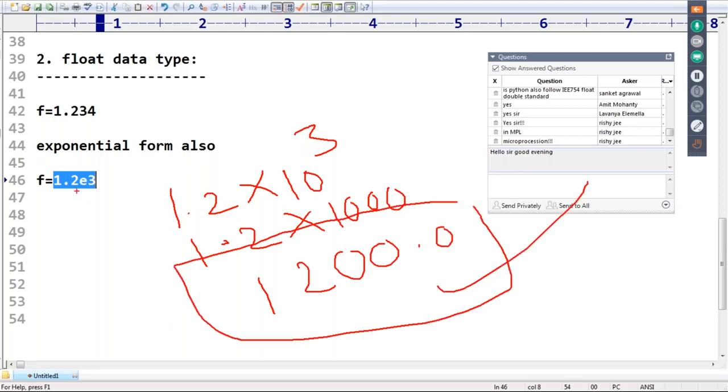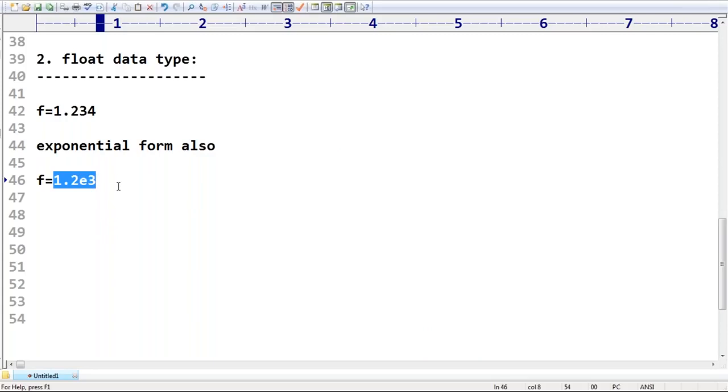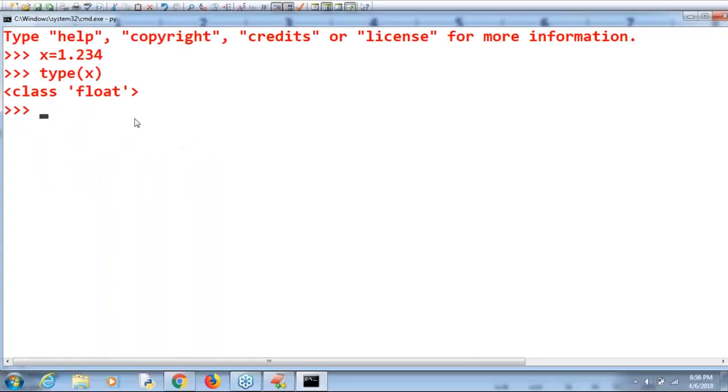Next, is it compulsory that we use small e or capital E? Any e you can use, no problem at all, sir. You can use either small e or capital E. Remember that, sir. Okay, so now have a look once, sir. x is equal to 1.3e3. What is the x value, sir?